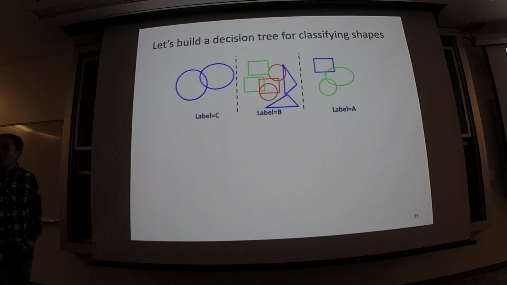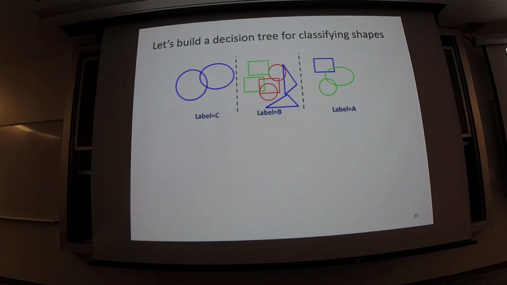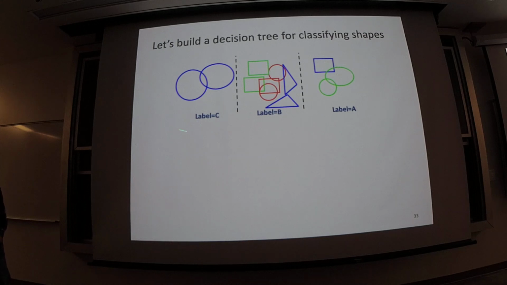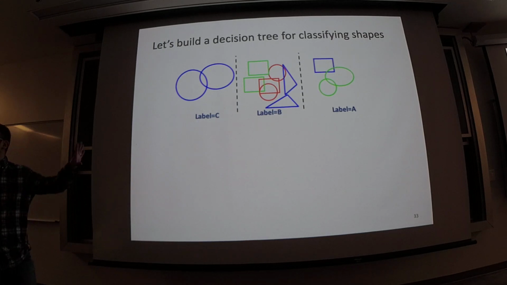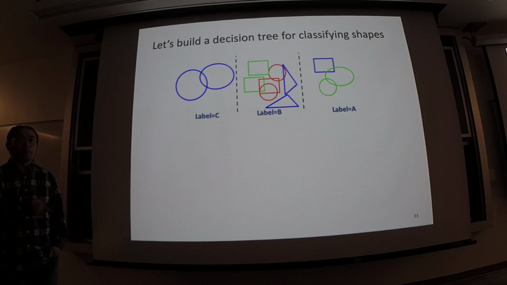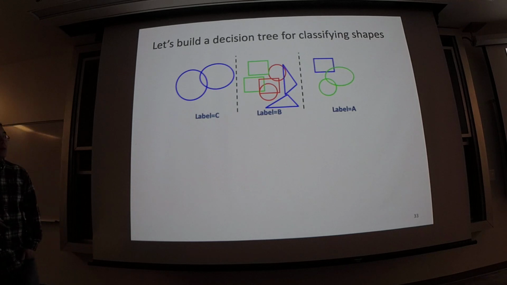So now let us look at a concrete example, right? This is our training data. This is just a set of shapes, right? And I want to construct a decision tree to represent this training set. First we observe that there are 3 possible labels, A, B, and C, right? We have 3 types of labels.